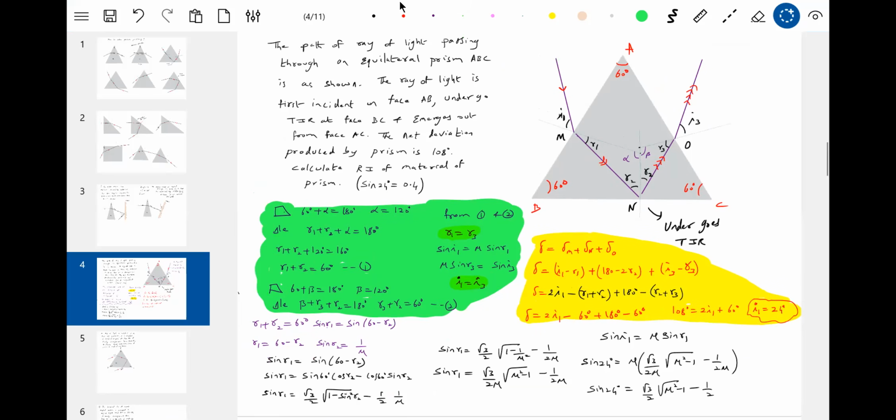So solving this will get the expression for mu. Calculation I will leave to the student. The mu value is what I'll give. You check it. At least you have to do the calculation part. Don't ask the teacher to solve this also. 1.447. This will be our answer.